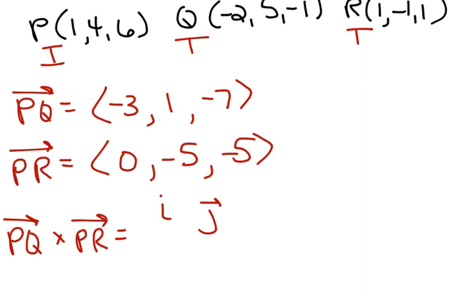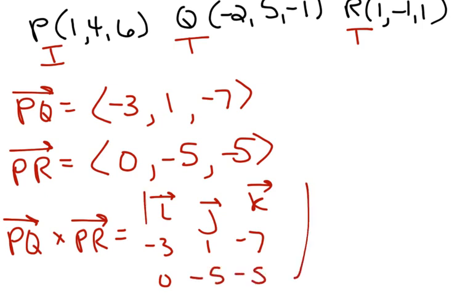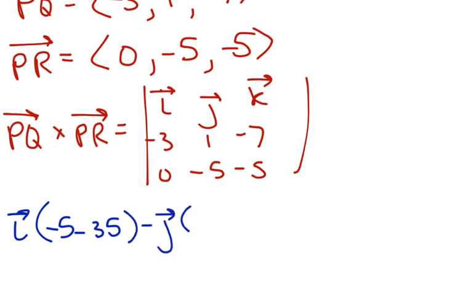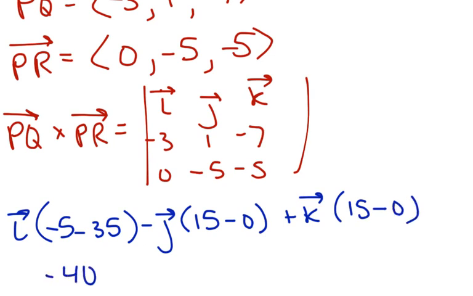i, j, k, negative 3, 1, negative 7, 0, negative 5, negative 5. All right. I'm going to start with i, and then it's going to be negative 5 minus 35, minus j, 15 minus 0, plus k, 15 minus 0. So I'm going to get negative 40i minus 15j plus 15k.